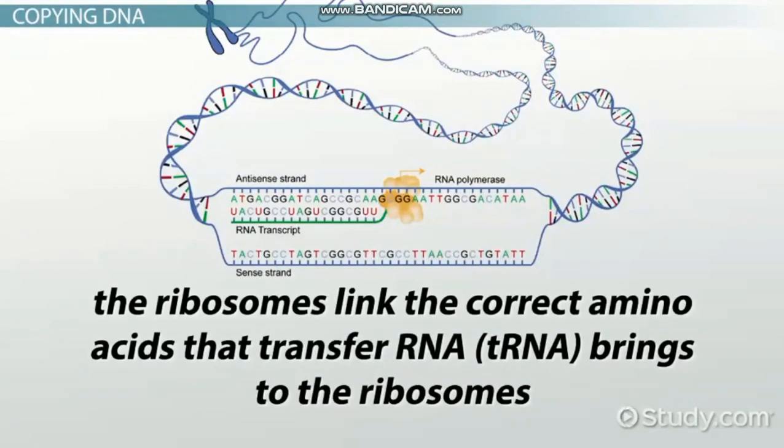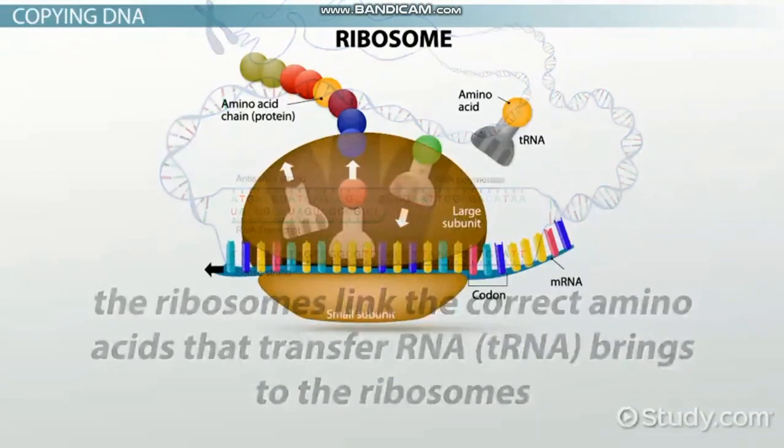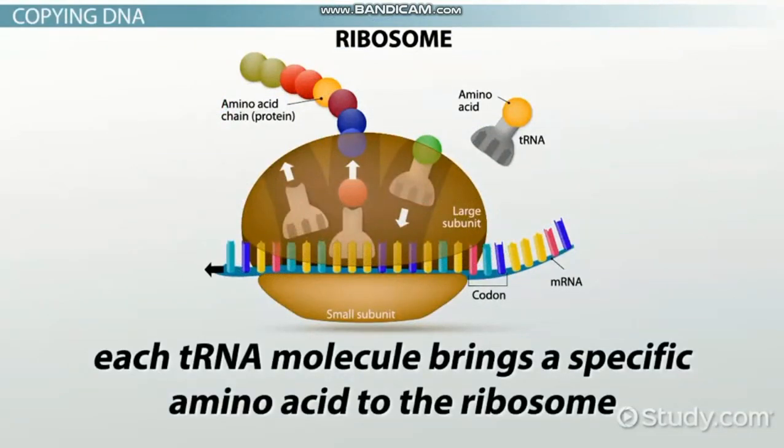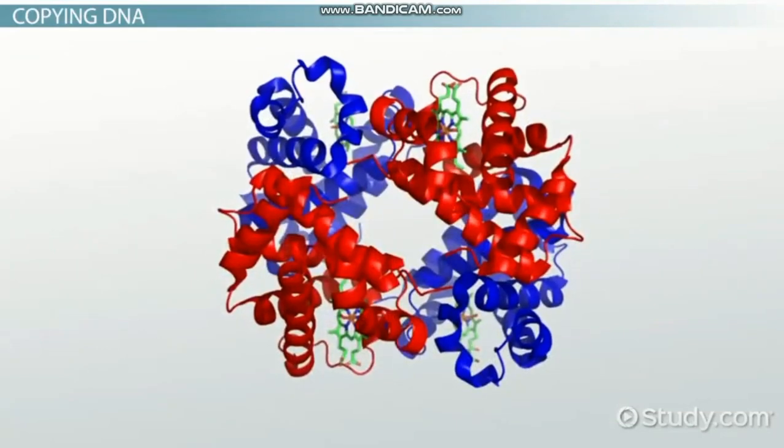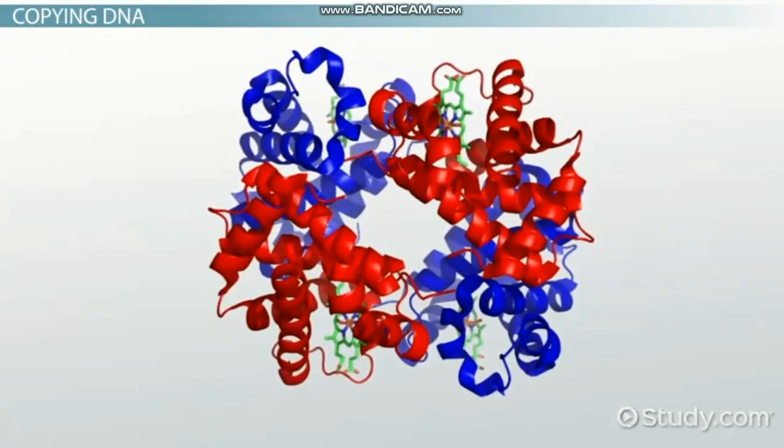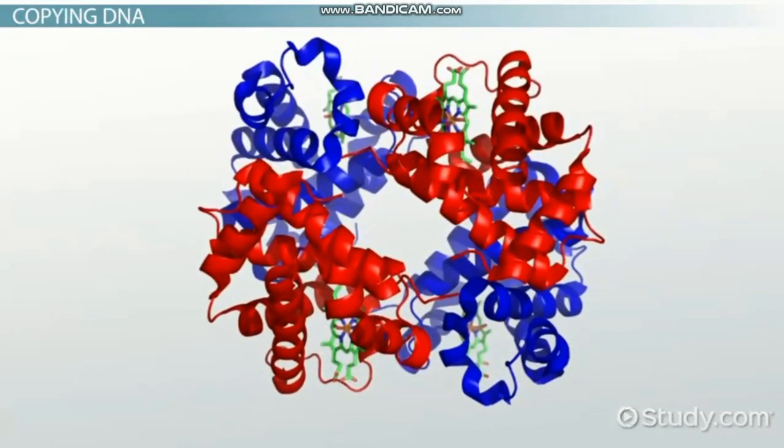As the ribosomes click along the mRNA, they link the correct amino acids that transfer RNA, tRNA, brings to the ribosomes. Each tRNA molecule brings a specific amino acid to the ribosome. The result is protein products made to fulfill the specific orders given by the DNA in the nucleus.